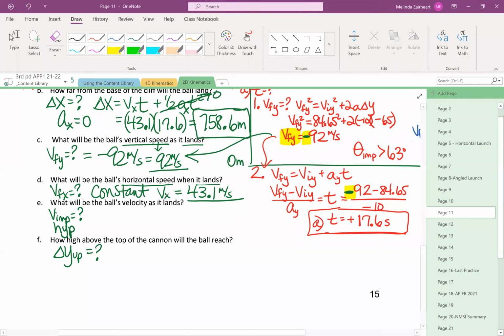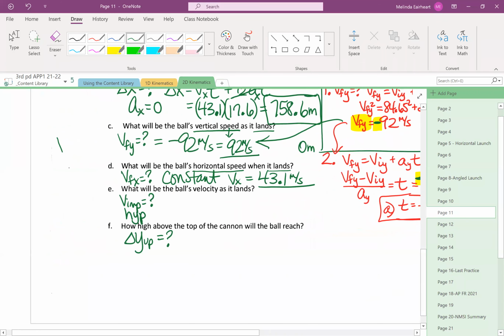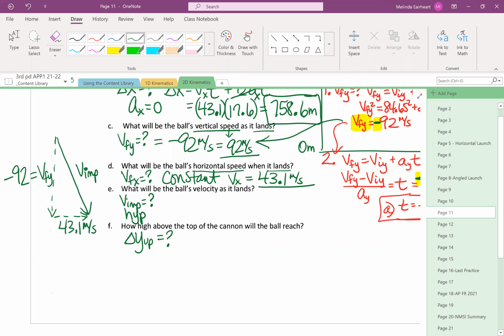E says, what will be the ball's velocity as it lands? So again, I'm just going to kind of zoom in or redraw that impact velocity. So when it hits the ground, it still has components, right? So that final vertical velocity, yeah, it's negative 92, or it's positive, it's okay. Pythagorean, the negative is going to go away. And then the horizontal, 43.1. And so to solve for the hypotenuse, we would get what? Or do what, sorry.